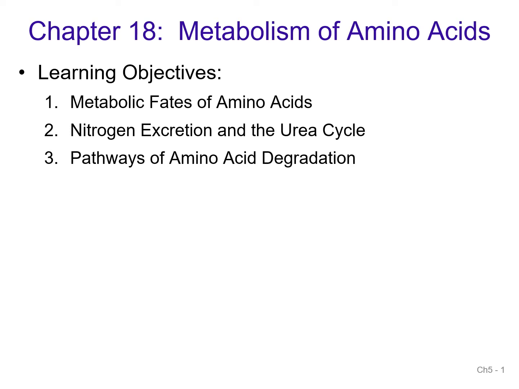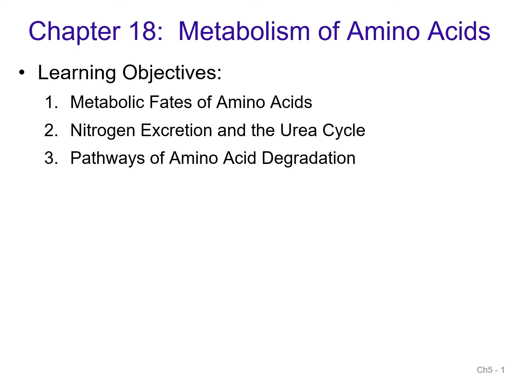So amino acids have a nitrogen. Well, that nitrogen or the amino group cannot be utilized as a form of fuel. So the nitrogen is excreted in what's called the urea cycle. So our second learning objective is to learn how we take part of the amino acid, the carbon skeleton, and utilize that for energy. And the amino group, how is that converted and put into the urea cycle and excreted as urea because we don't need that nitrogenous waste.